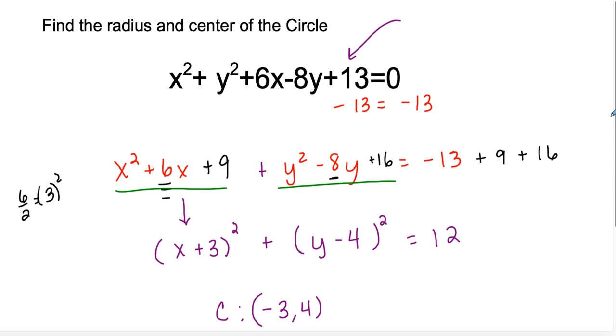How do I even know it's a circle though? Well, circles have the form x^2 + y^2. So that told me that this equation was a circle.